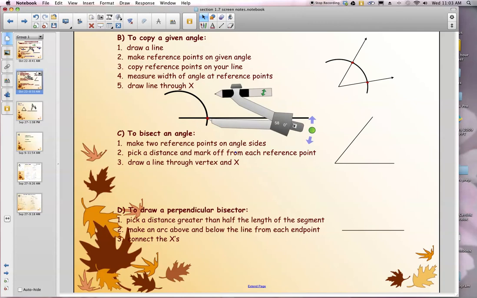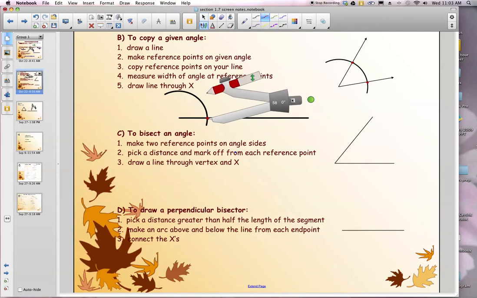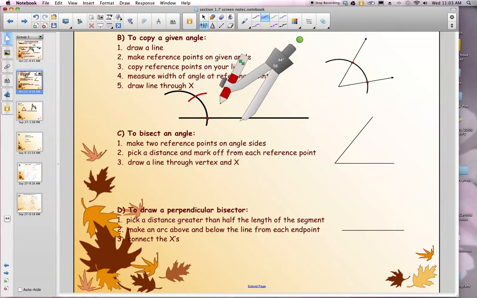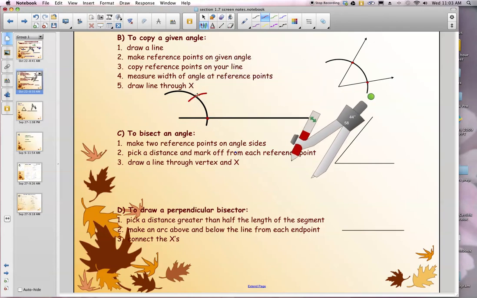So I'm going to bring it around a little bit more, and I'm going to again make an X. You can see that this reference point is going to match up exactly with this reference point. Now you simply take your straight edge, line it up, and draw your line through that reference point. This angle is now exactly the same measurement as this angle.